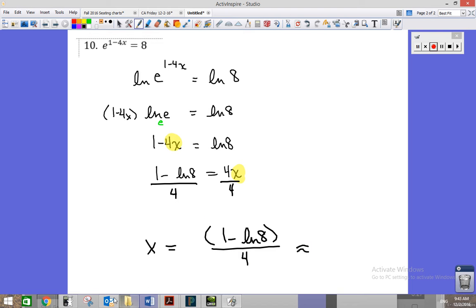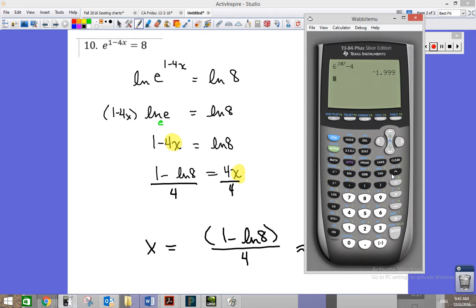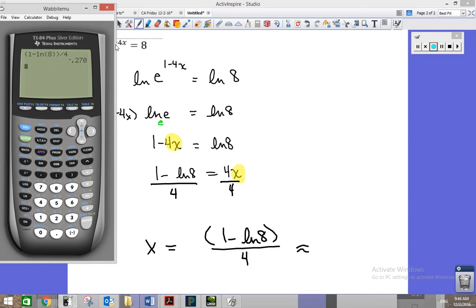I can go to a calculator and get a decimal approximation for this. Let's put parentheses around that numerator. Don't forget to close the parenthesis for the logarithm, and don't forget to close the parenthesis for the numerator, and now divide it by 4. So I get negative 0.27.